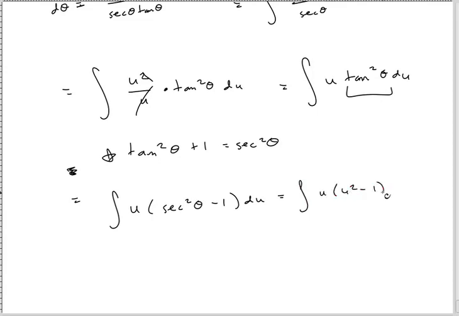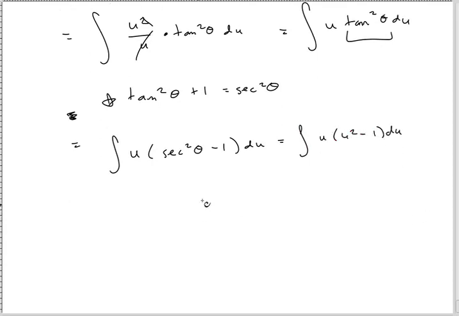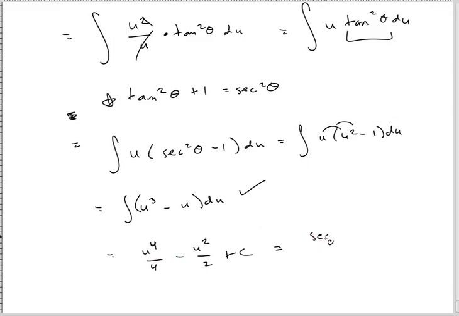What's interesting here is that that's a u. That's u squared minus 1. Distribute. So then we got u cubed minus u du. And that is nice. And so then we got u to the 4th over 4 minus u squared over 2 plus c. Replace all your u's with secants. And we're done.